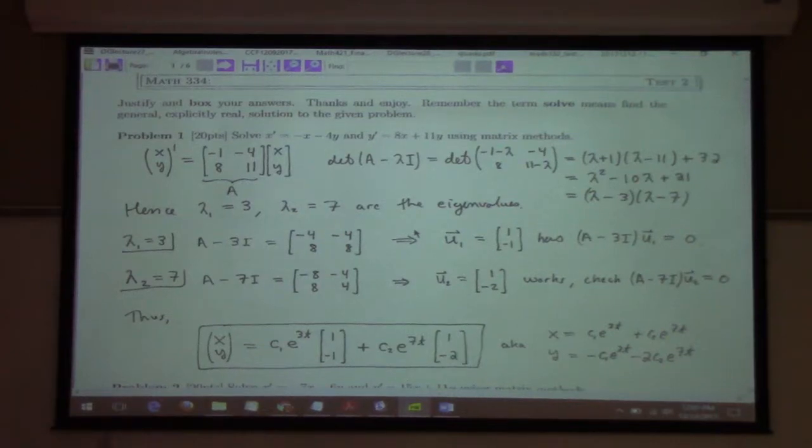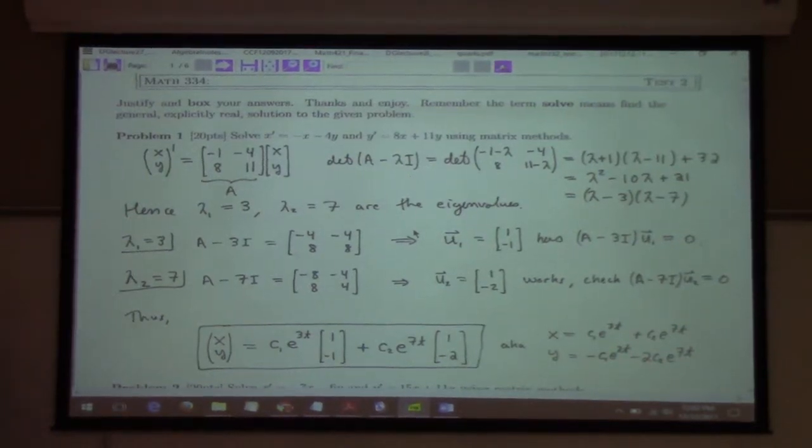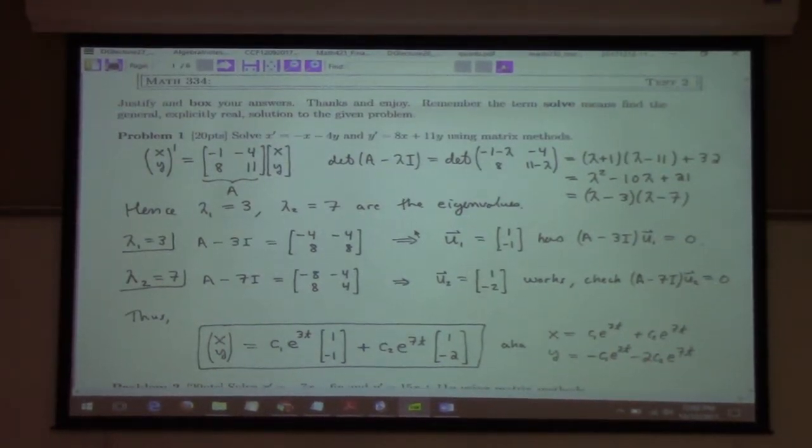Of course, you can sort through the equations. That's also fine. But one way or the other, you should get vectors that look like this and this, up to some scalar multiplication. Then you put it together. So we have C1 e to the 3t times the first eigenvector plus C2 e to the 7t times the second eigenvector. There you go. That's the vector solution. Of course, if we wrote the scalar solution, they'd look like that. Any questions about this one?